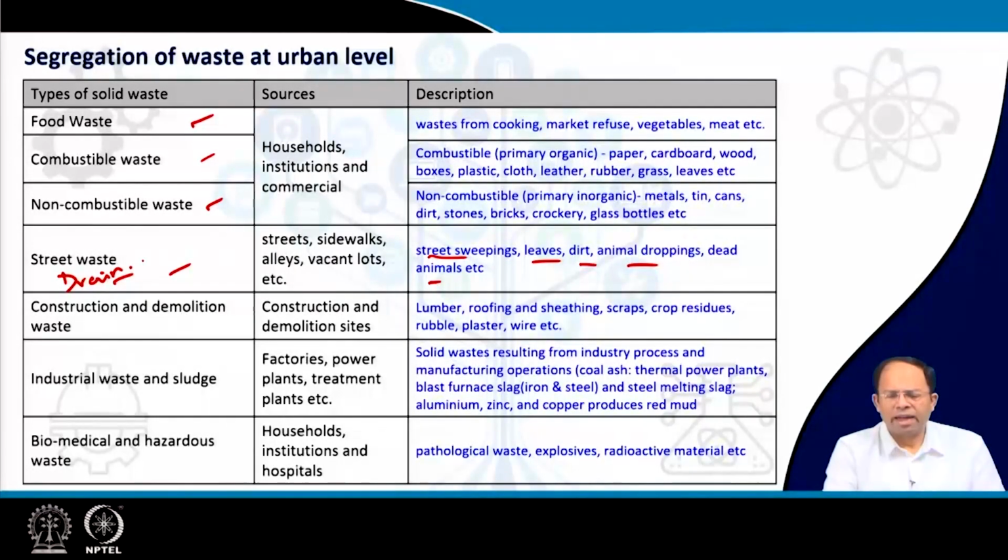And this gives a list of what kind of broad items are included in this kind of waste. So for industrial waste and sludge, solid waste resulting from industrial processes and manufacturing operations such as coal ash, which comes from thermal power plants, blast furnace slag, which comes from iron and steel plants, and steel melting slag. Then aluminum, zinc and copper produce some sort of red mud which also has to be stored. We have seen in many Indian cities where there is an aluminum smelter or a plant which melts aluminum and produces something, there are huge areas which are covered with this kind of red mud. These are dump sites which look very bad also, but this is a byproduct of this particular process.